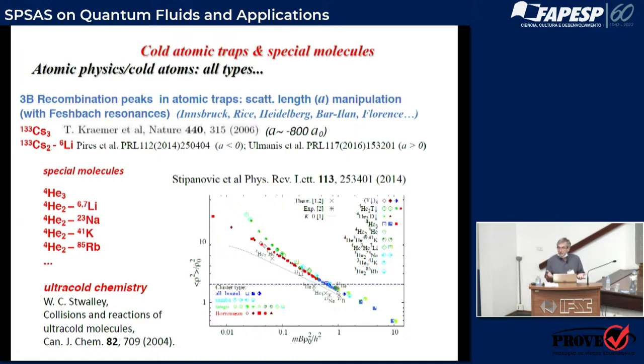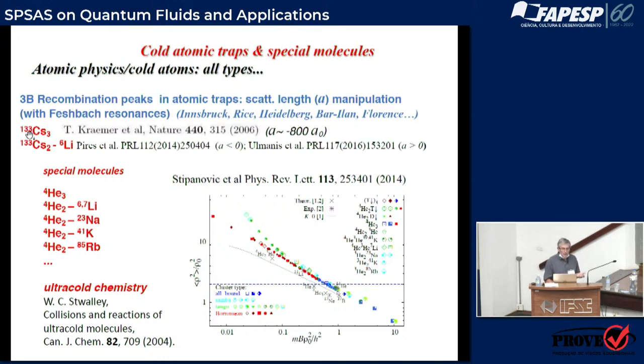When this happens, the atoms would like to be together in a trap. If they like to be together, they collide and can form molecules. When they form molecules, they are heated and go out of the trap. This is what we call recombination, the losses due to the recombination of these three atoms.